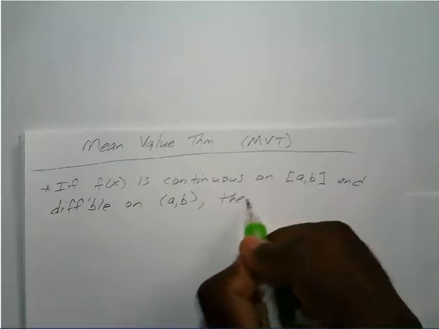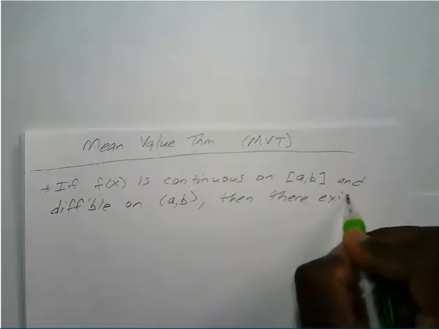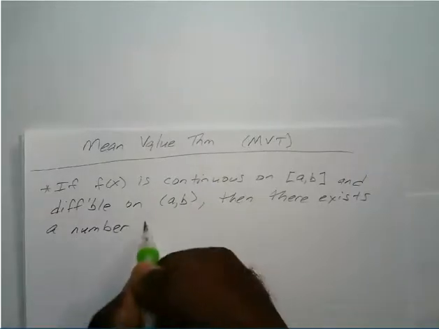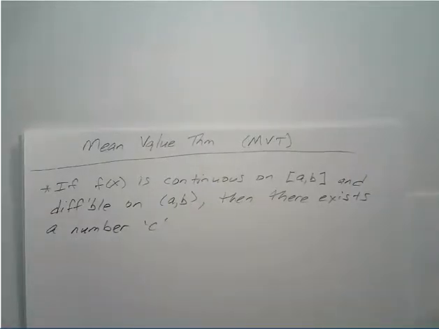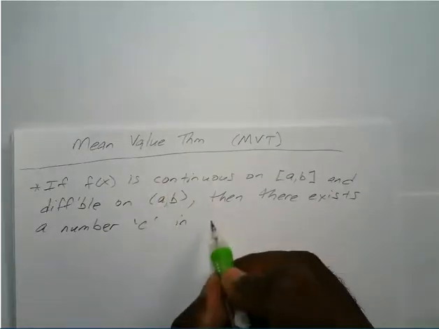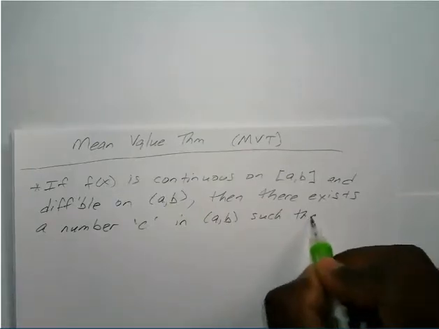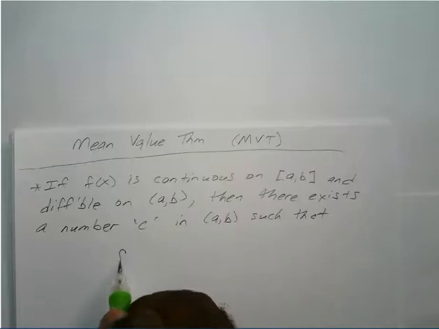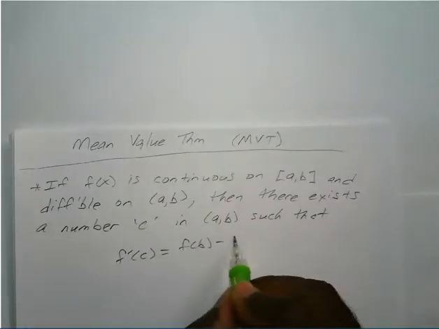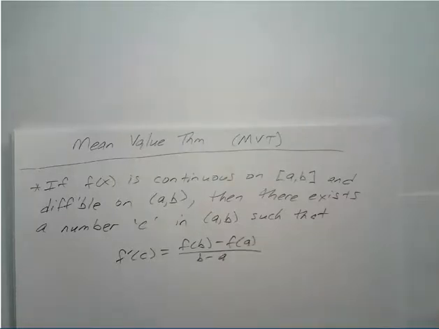Okay, so then we know there exists a number that we will call c. So there exists a number c in that open interval from a to b such that f prime of c is equal to f of b minus f of a all over b minus a.